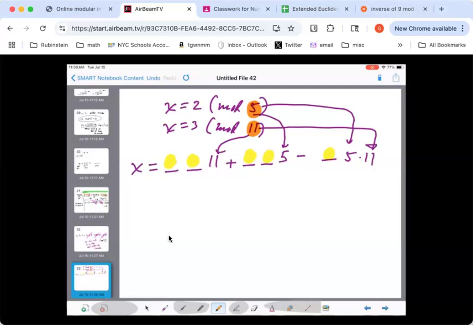We have the 5 and the 11 in 2 places. The 5 is by itself at the end of one of the things. The 11 is by itself at the end of the other. And the 5 and the 11 are together in the third one. It wouldn't matter if you had the 5 where the 11 is and the 11 where the 5 is, but I'm just going to do it this way. Okay, so that's what step 1 is.